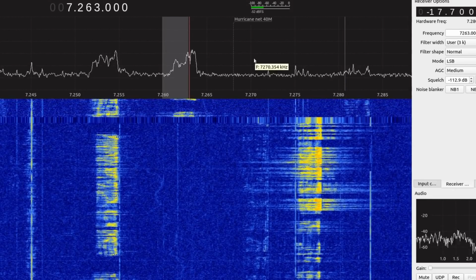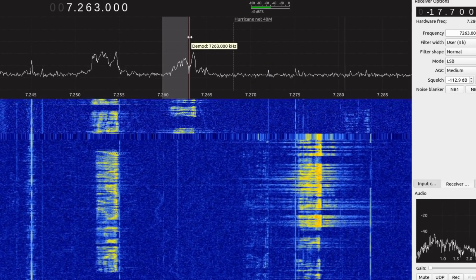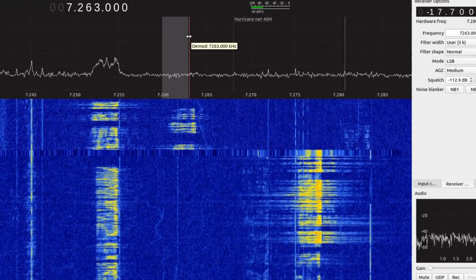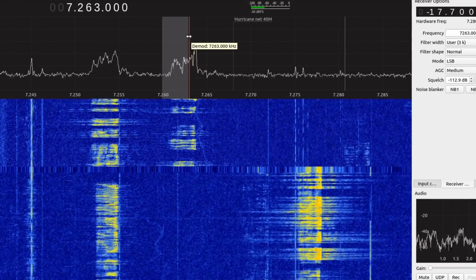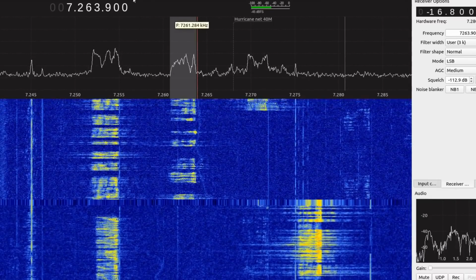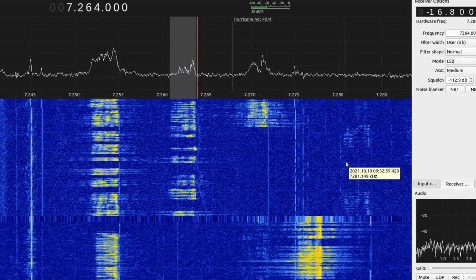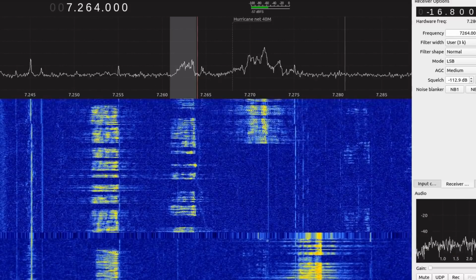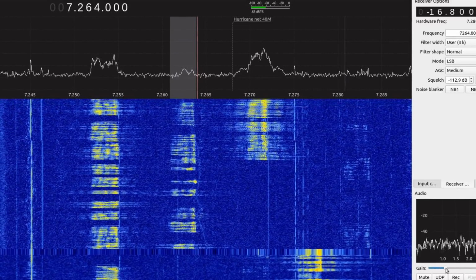Okay, and we'll look for that clean transmission again. I'm almost afraid to play audio from... Well, here's another clean one here. Let's look at this one. Okay, so this is a nice, clean, single sideband signal. Let's see what he sounds like.